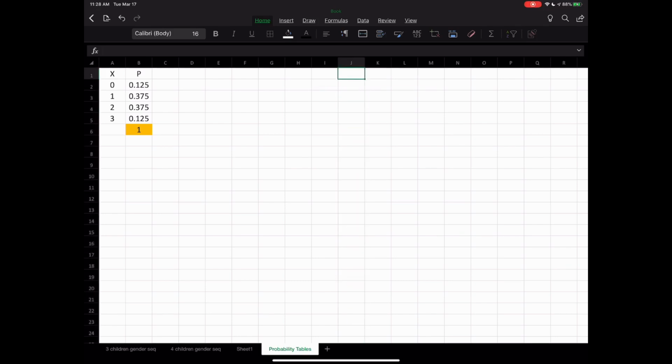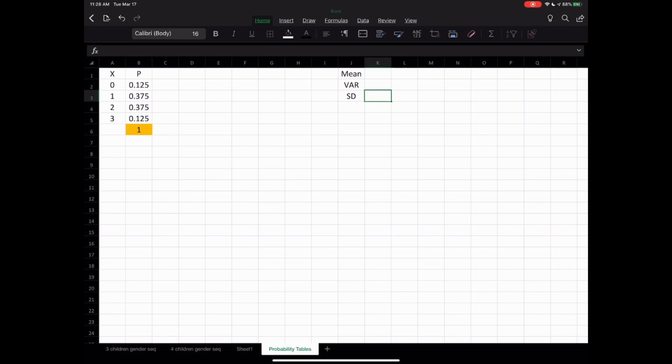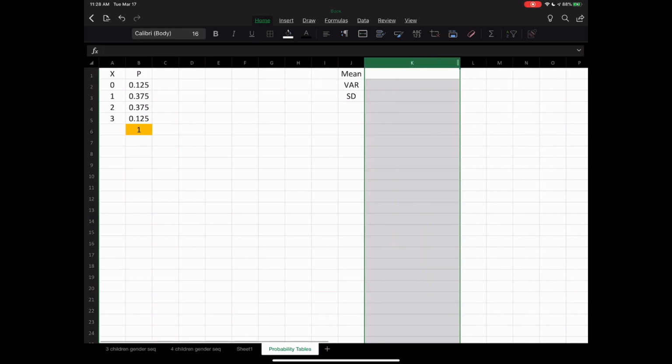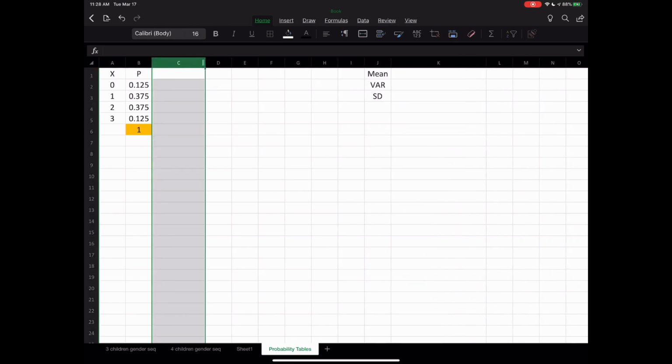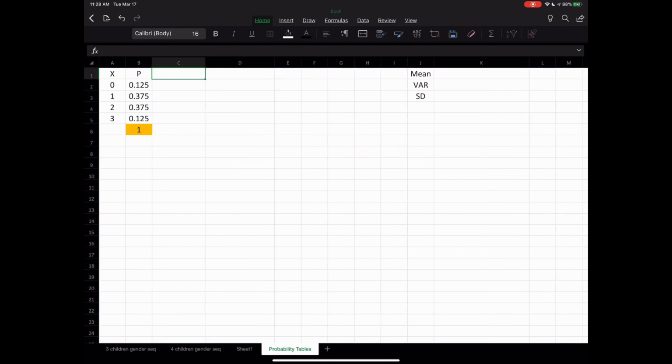I need to calculate the mean, which is also the expected value. I need to calculate the variance, and I also want to calculate the standard deviation using a spreadsheet. So let's see if we could do this. In order to do that, I need to create a couple of extra columns here. The first column I'm going to create, I'm going to call it the column of XP's. Why do I need to do that?